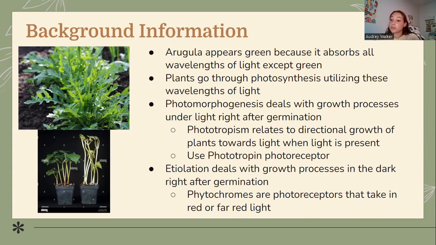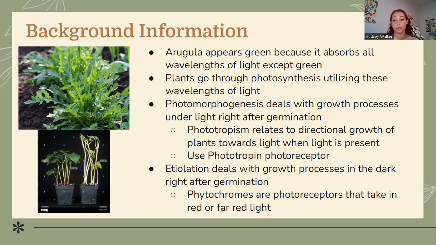And something else to mention with photomorphogenesis is that it determines how a plant optimizes their light and space in relation to their growth, which we felt was very relevant to our experiment. And then the main photoreceptor for phototropism was phototropin.